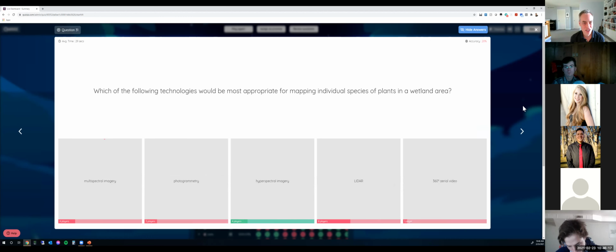Which of the following technologies would be most appropriate for mapping individual species of plants in a wetland area? Individual species. If you remember, we talked about how you can break light up into different numbers of bands. And the more bands you have, the greater the amount of specificity you can get in terms of the different landscape types that are there. So when you're trying to get into individual species of plants, then you're talking about hyperspectral imagery. So how many bands of light are we talking about when we talk about hyperspectral imagery?